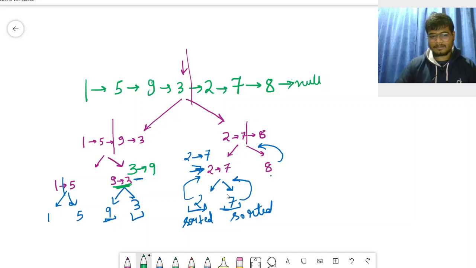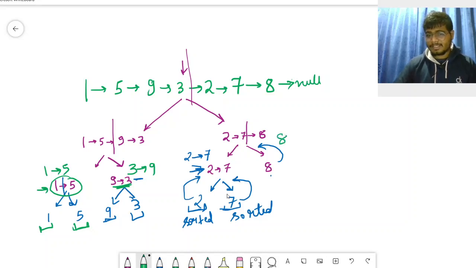Understanding it? Even 1 and 5 will say that they are sorted. When we are at this 1 and 5, we have already divided these two into two different linked lists, and now we are returning back because they are saying, hey there, we are only one element and we are sorted. So at this point we'll sort them again, and it will get sorted like this: 1, 5, 3, 9, 2, 7 and 8.